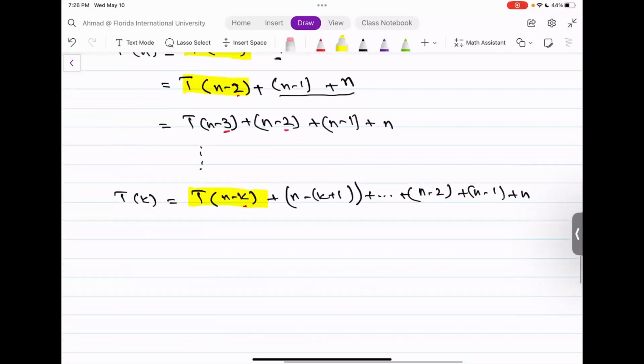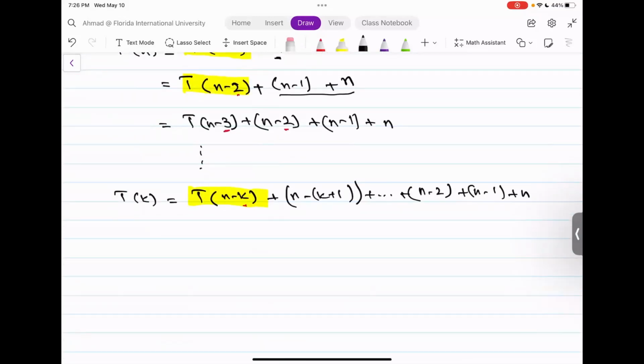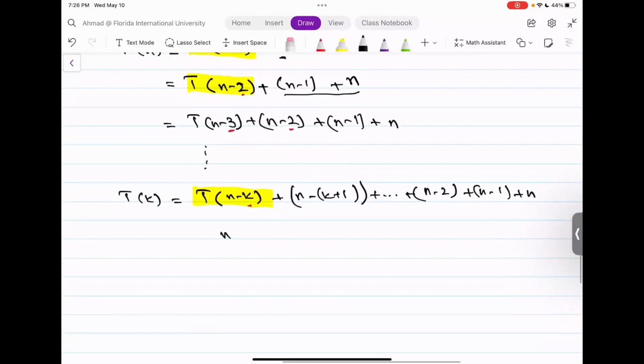So what should I do now? Let's see. Again, the same thing. For what value of k is it going to become 1? And we have already seen in the previous example, for k equal to n minus 1, it will become 1. So I'm going to substitute k as n minus 1 in this equation.